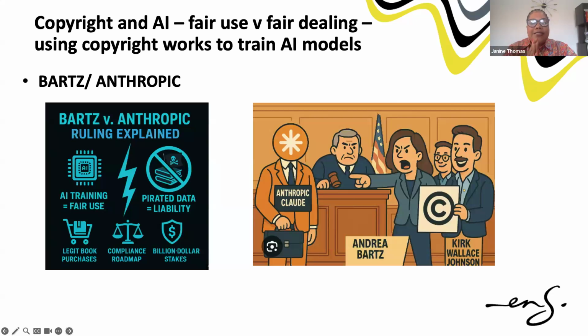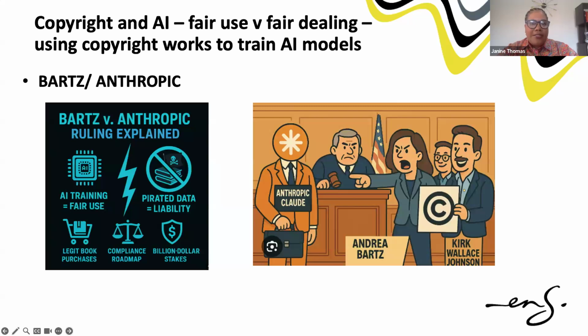What the court said in this instance was that the use of the original books to train the model was fair use. However, the use of the pirated materials was not considered to be fair use. And the reason for that was because the court said that the use of the original materials was transformative use, and effectively it was using an existing copyright work to create something completely new and different. So that was a very clear sort of judgment.